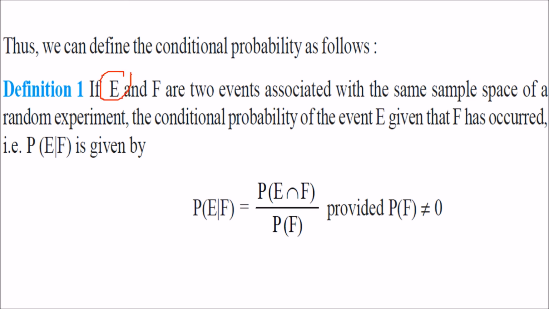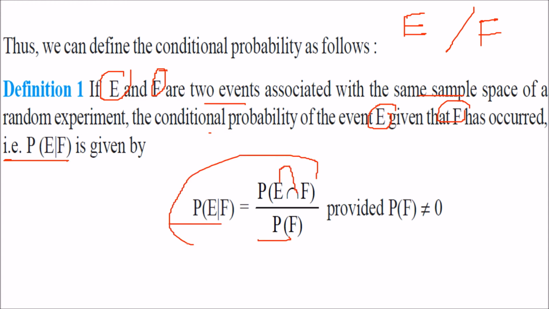Now we can define conditional probability like this: if E and F are two events associated with the sample space of a random experiment, the conditional probability of event E given that F has occurred is P(E|F), which is simply P(E intersection F) by P(F). This is the only thing which you have to remember.